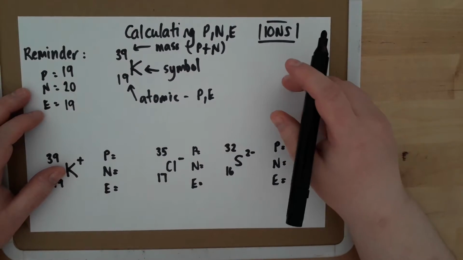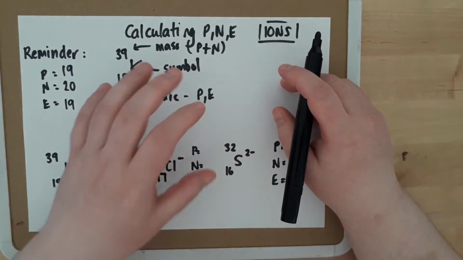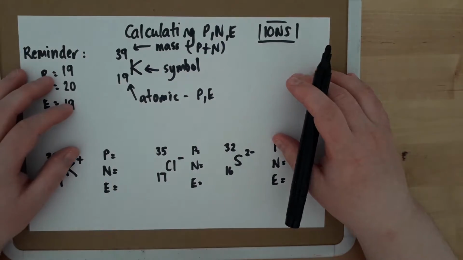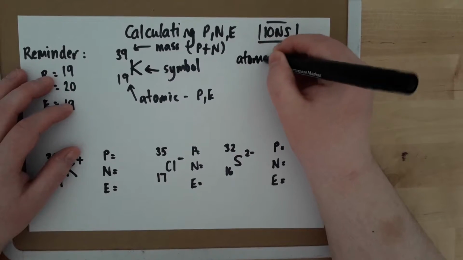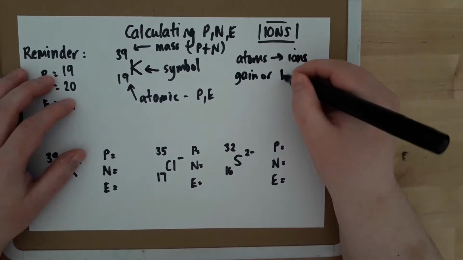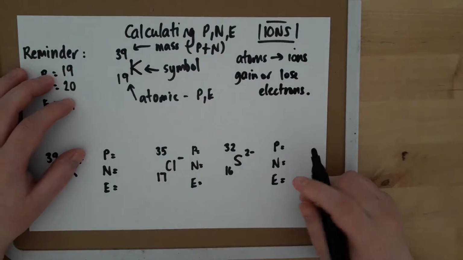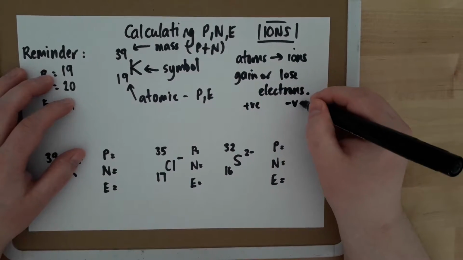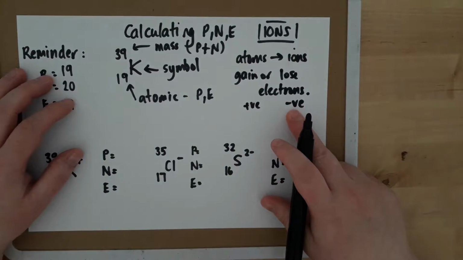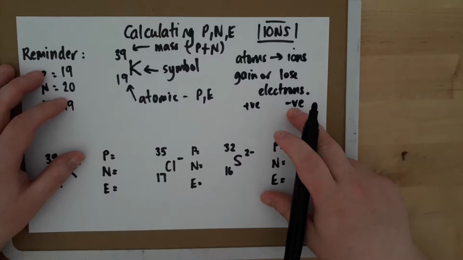However, we're now looking at ions, so that's for atoms. Ions are formed when atoms gain or lose electrons, depending on what part of the periodic table they're in. So for atoms to become ions, we gain or lose electrons. So we're either going to have positive charges or negative charges. If it gains an electron, it will become a negative charge because it's more negative. Remember, electrons are negatively charged, so if we gain them, we're getting more negatives.